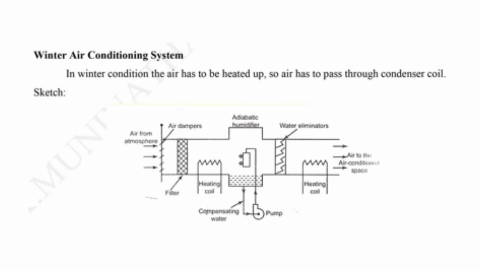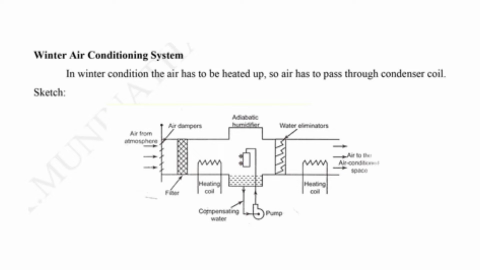And the winter air conditioning system is also similar to the summer air conditioning system. In winter conditioning, the air has to be heated up, so the air has to pass through a heating coil. The sketch is shown below. The air enters from the atmosphere into the air conditioning system, where the heating coil is kept near the exit of the air, as well as the water eliminator, which is also located near the heating coil.